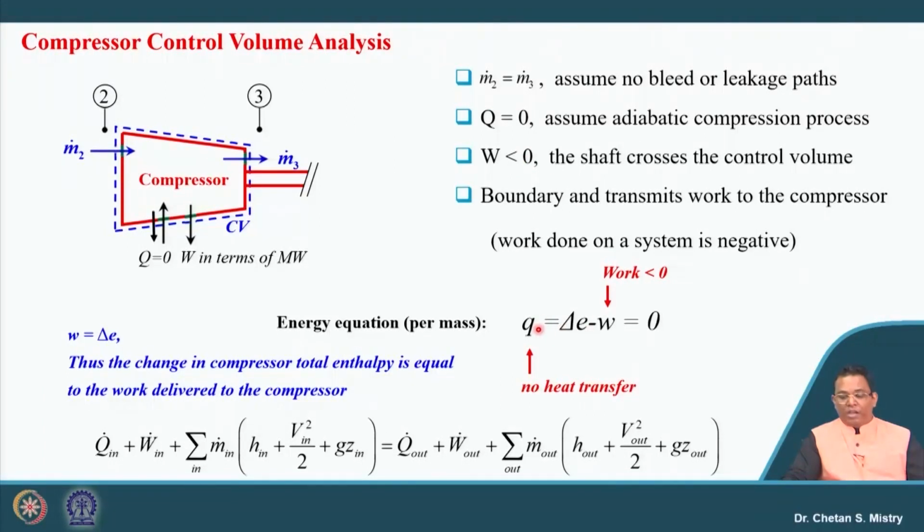So, here this is representing Q equal to delta E minus W. There is no heat transfer, so the work comes in terms of delta E. It says the change of total enthalpy is equal to the work delivered to the compressor. Let us look at that in terms of our fundamental equation, the steady flow energy equation. This is representing our fundamental equation here.